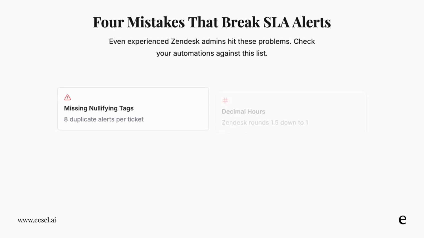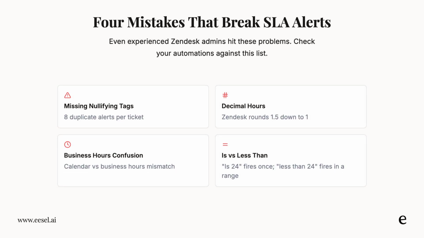4 mistakes that break SLA alerts. Forgetting nullifying tags gives you 8 duplicate alerts per ticket. Using decimal hours because Zendesk rounds them down, mixing up business hours with calendar hours, and using is instead of less than for time conditions.